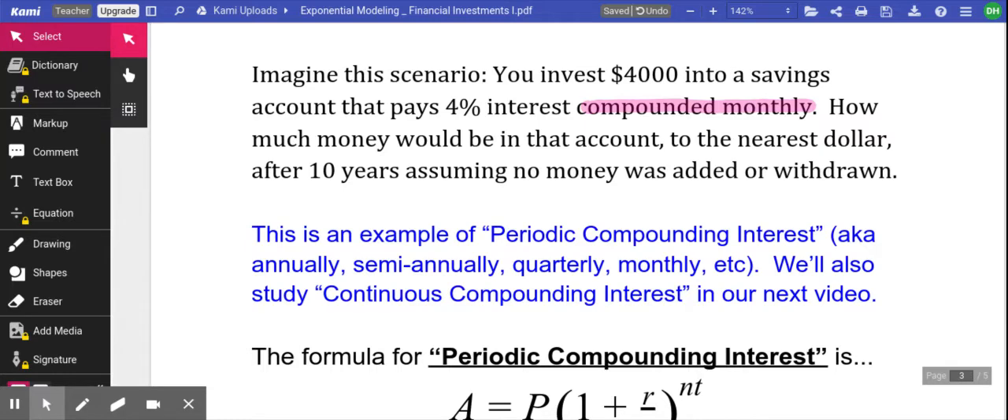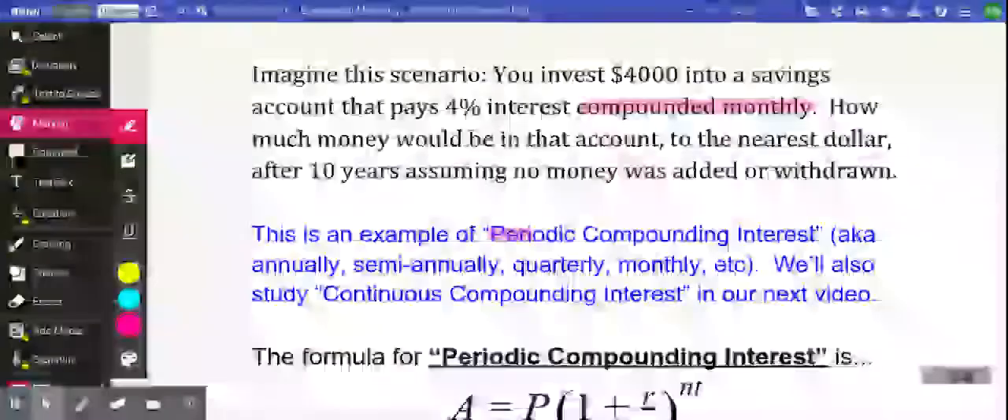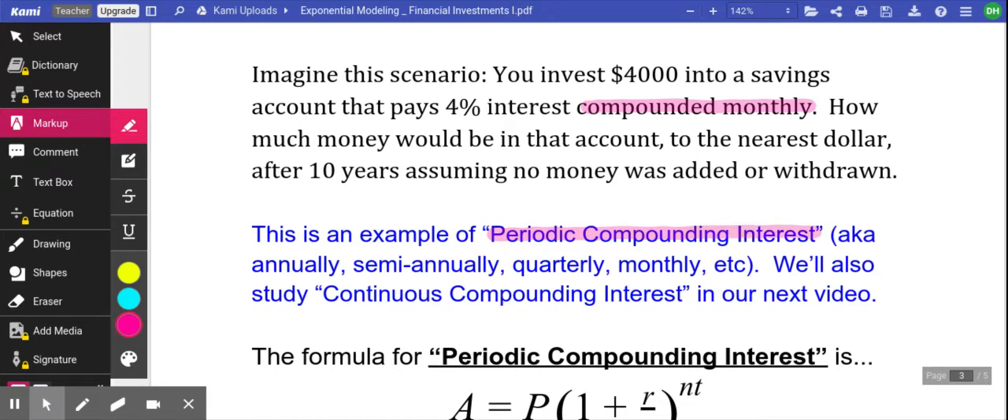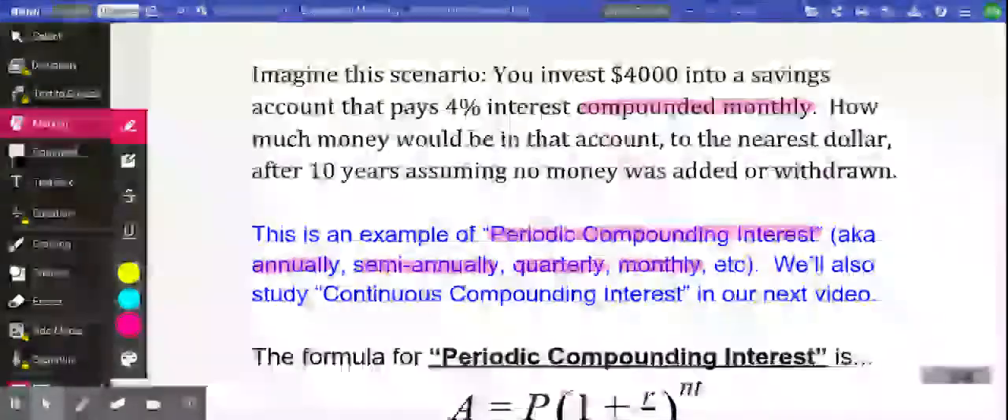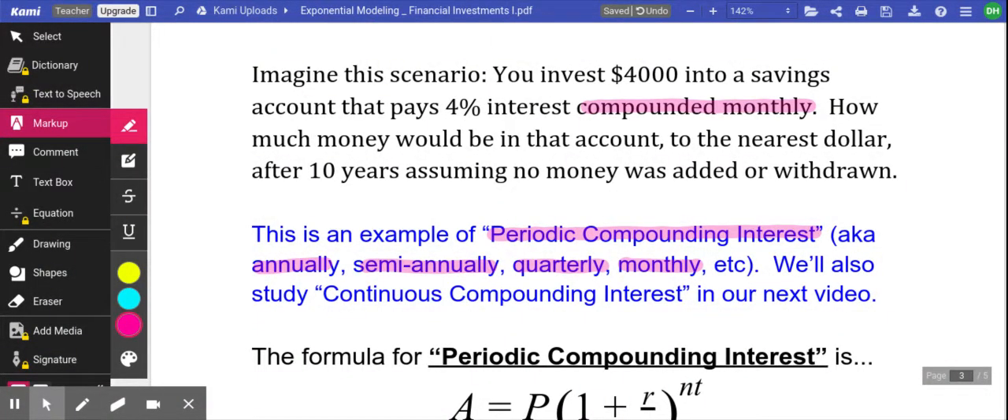Well, what we're doing here today is an example of what we call periodic compounding interest. AKA, maybe it got compounded annually or semi-annually or quarterly or monthly, et cetera. Now, we'll also study something called continuous compounding interest, and we'll talk about that in our next video. So today we're just focused on the periodic compounding interest.